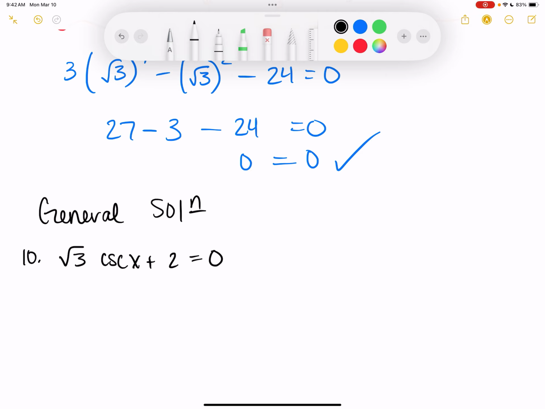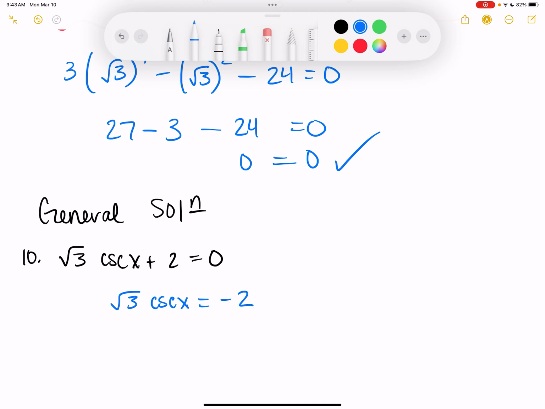It's really fun writing these problems out, but I don't like actually solving. All right, so now we're solving for x. This is stuff that we've done before, but now we're doing it in terms of trig functions. If I want to get x by itself, what do I need to do? Divide by cosecant? I need to subtract the 2 first. So I have the square root of 3 cosecant of x is equal to negative 2.